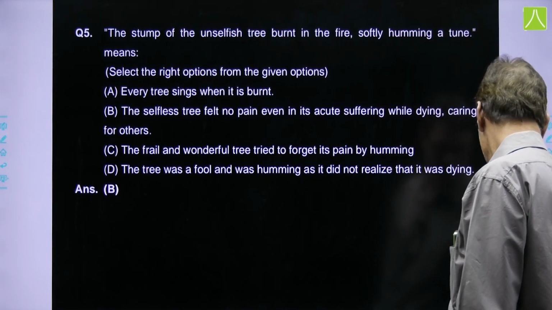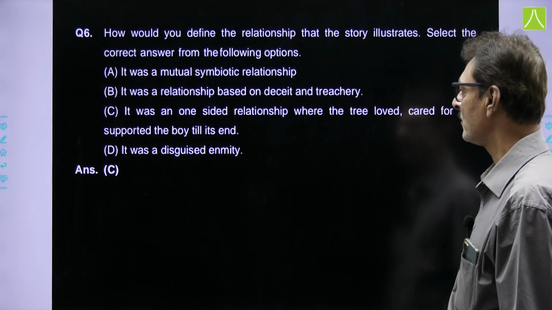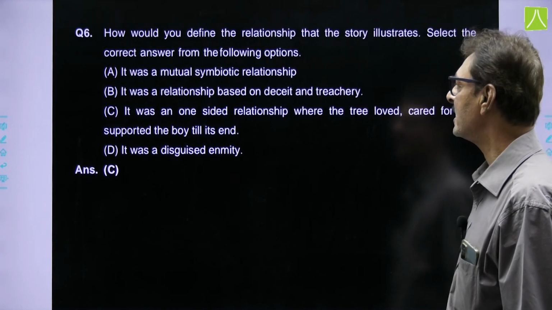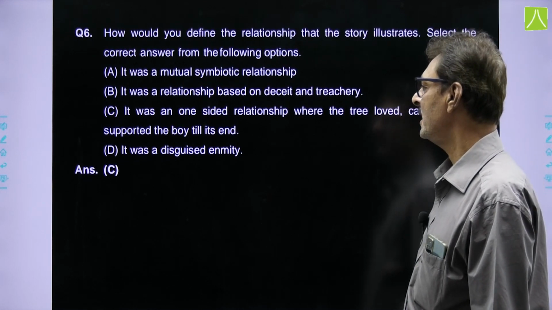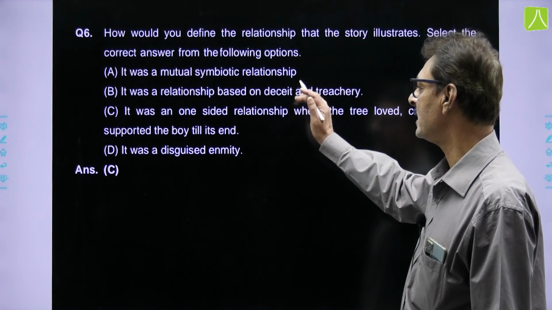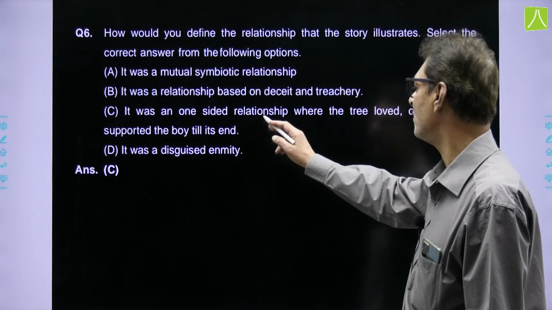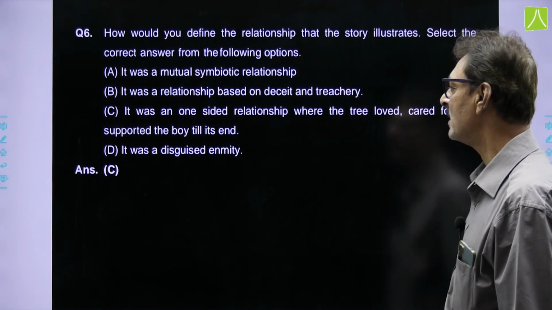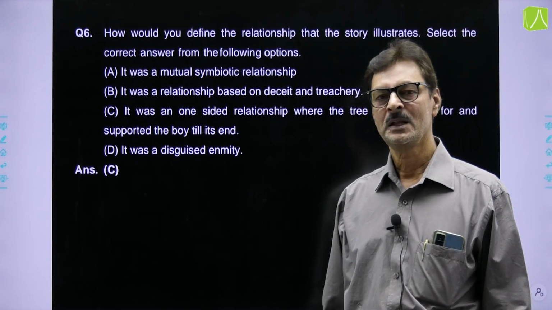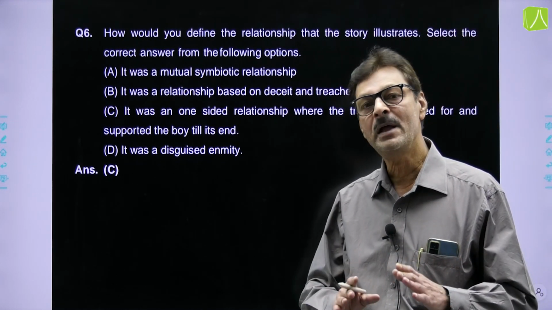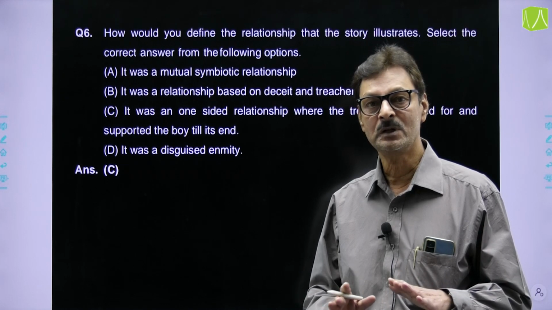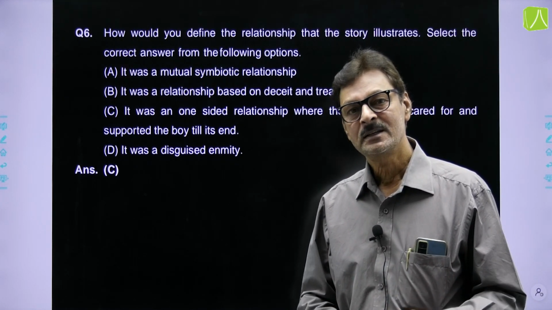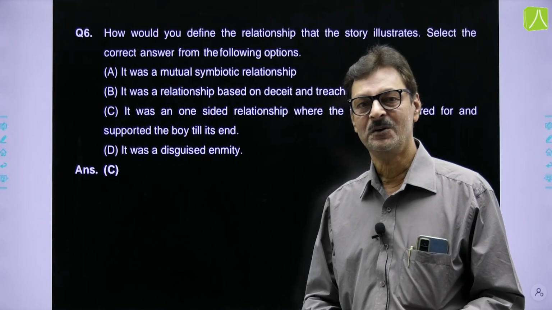And the last question from the first passage: how would you define the relationship that the story illustrates? Select the correct answer from the following. And from the following options, the correct answer is C: it was a one-sided relationship where the tree loved, cared for and supported the boy till its end. So, when you read this passage, it was a very easy passage for the students, and the same type of passage you can expect in your exams also.